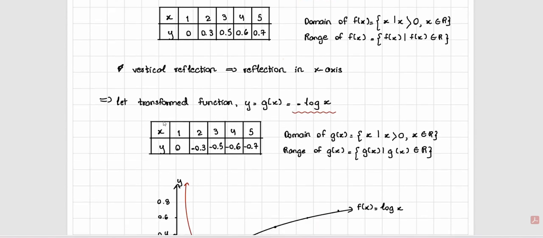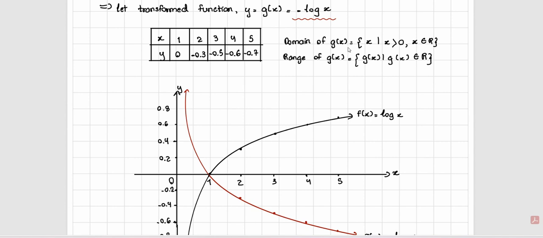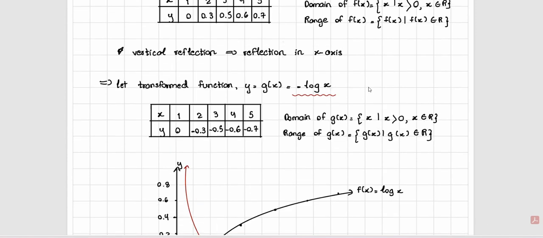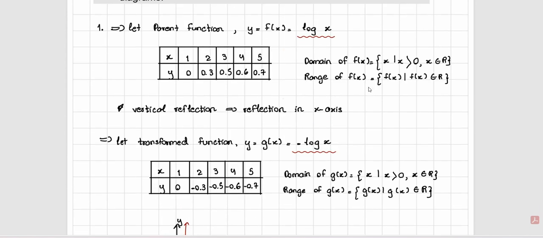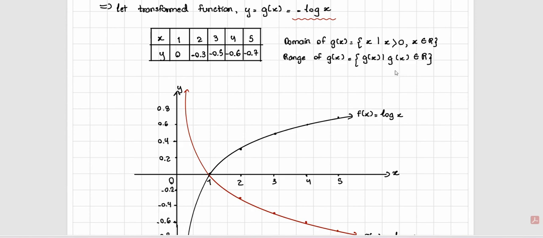I have already drawn the table for the transformed function, and also the domain of the transformed function. Since it is just log x, and not something restricting the values of x, for example log 3x or 2x, the values of x are always going to be greater than 0, and x belongs to the real numbers. For the range as well, they're the same. It's just a reflection, so the range is going to be the same. It belongs to the real numbers.